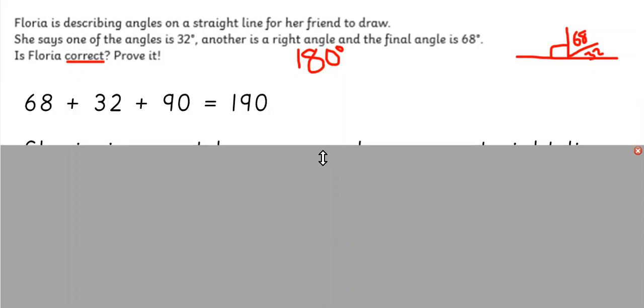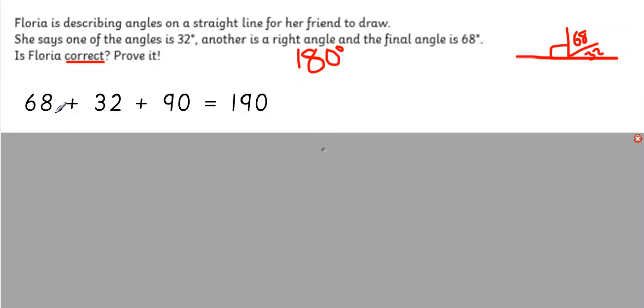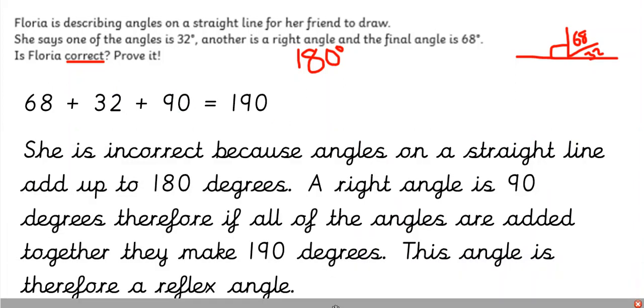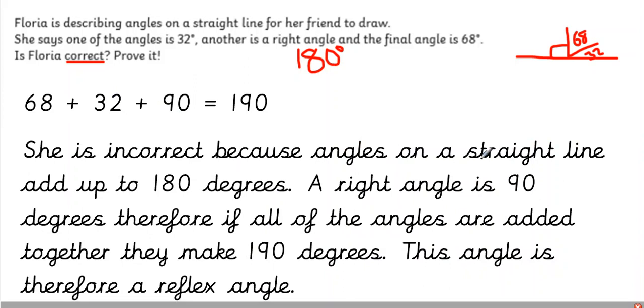Okay, let's have a look at the answers then. So 68 add 32 add 90 is 190 degrees. So this means she is incorrect because angles on a straight line add up to 180 degrees.